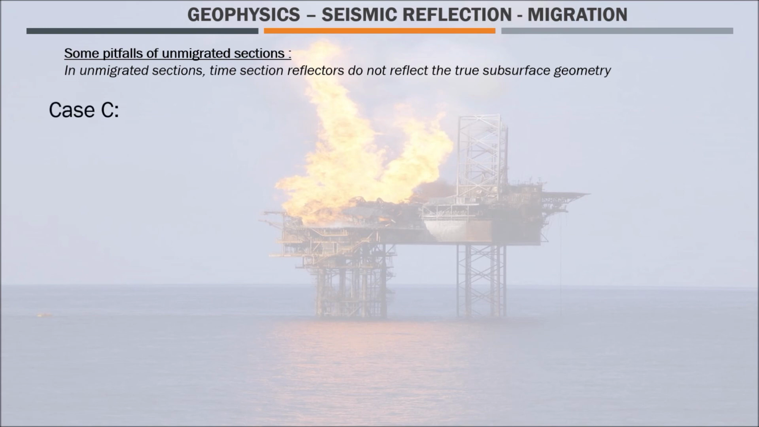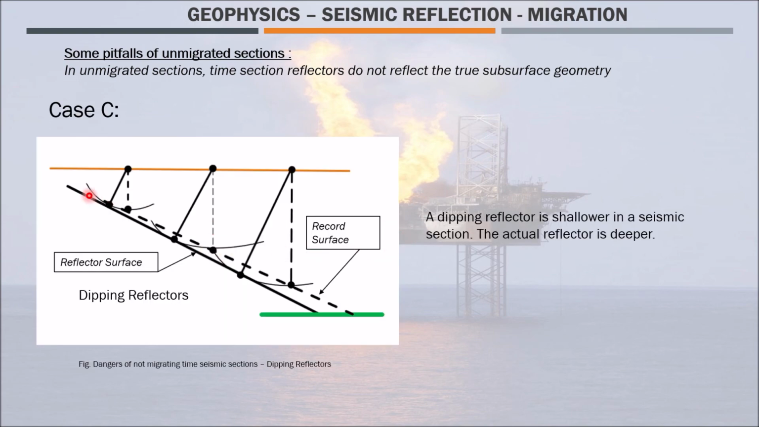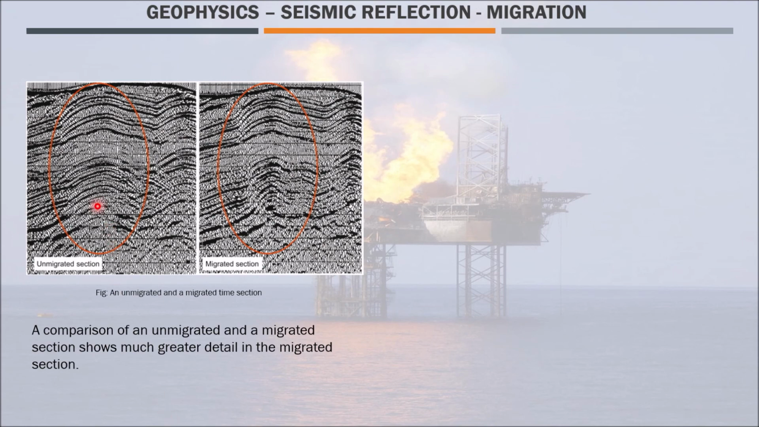Now, this is the third case. In this case, a dipping reflector is shallower in the seismic section than the actual reflector. The actual reflector is deeper than what is seen on the seismic. This is a comparison of an unmigrated and a migrated seismic section. The migrated seismic section shows much greater detail, it's quite obvious, than the unmigrated section.